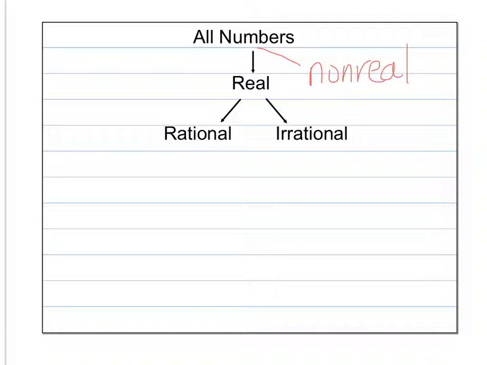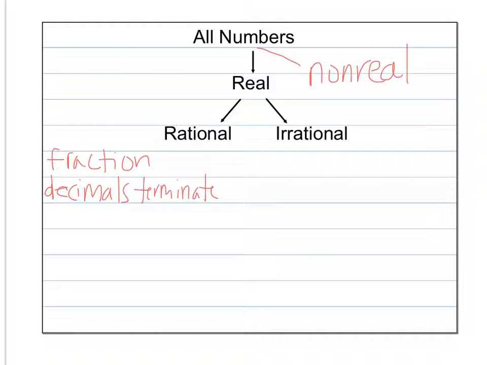Rational numbers, you've heard before, are numbers that can be written as a fraction. So any number that can be written as a fraction is rational. It's also decimals that terminate. And what does that mean? Decimals that terminate means that they stop. Think about the Terminator. Stop. So 0.12 stops at the 2 in the hundredths place.